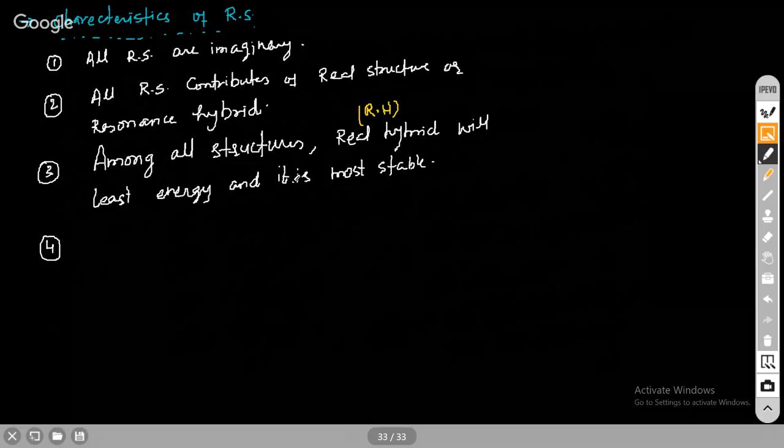Write down: real hybrid with more number of RS is more stable. Means for one compound, if you can draw 3 resonating structures, and for another compound, if you can draw 5 resonating structures, then the compound with 5 resonating structures will be more stable. That's the meaning of this.